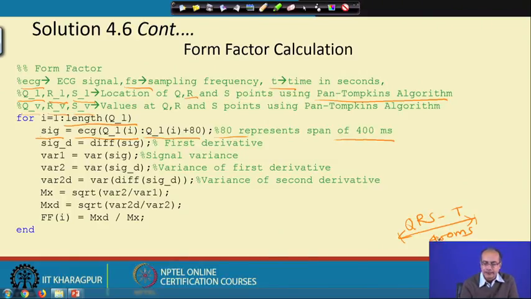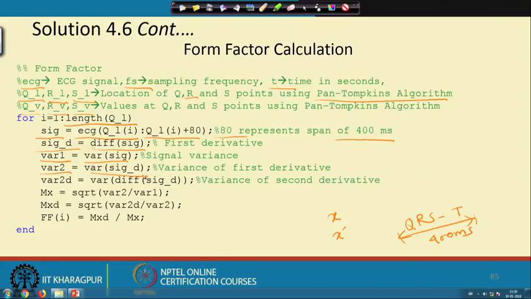Now, once we have that, this is our signal. So, in the equation what we are talking about, that is x. Next thing we need to find out is x dash. So, we have created sig_d, the first derivative, where 1 is giving the variance of x, that means square of activity, where 2 is giving the variance of the derivative signal, first derivative. So, that is the square of the activity of the derivative.